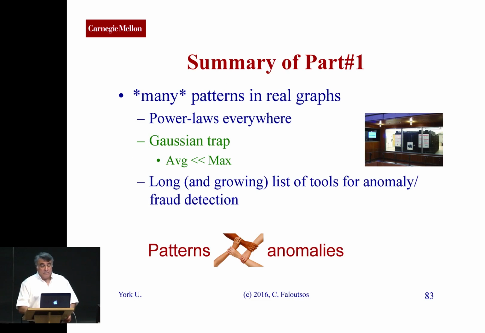So the summary of the first part is that there are many patterns in real graphs: the 6 degrees of separation, the degree distribution. We noticed the Gaussian trap, that the average might be much smaller than the maximum. The average number of friends on Facebook is 400, I think, but the maximum is 10 million, or whatever the max is, Justin Bieber. And there is a long list of anomaly detection. We saw copycats, we saw the spectral methods, we saw the belief propagation, and so on.